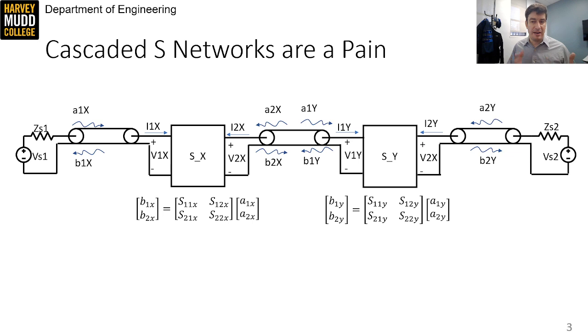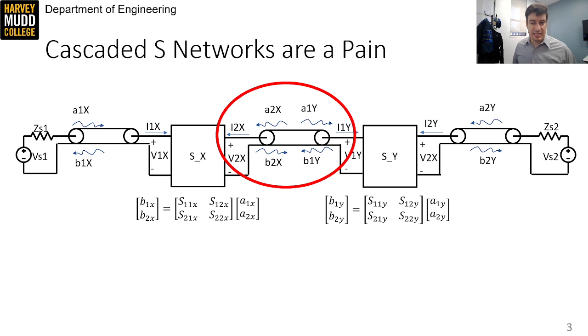It's common to describe high-frequency networks with S parameters because they're easy to measure, and most high-frequency components will give you a set of S parameters in the datasheet. I've drawn that situation on this slide, and it looks okay thus far. Each S network has its own set of A and B vectors, and the A and B vectors are related by the S matrices at each two-port.